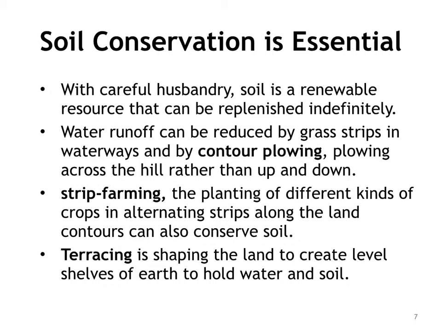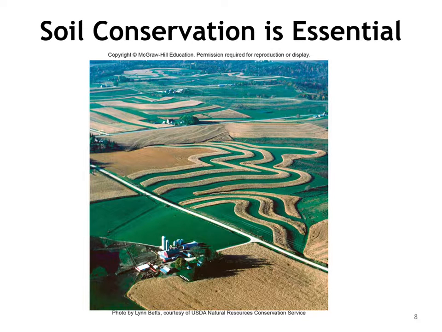Most erosion happens because water runs downhill. The faster it runs, the more soil it carries off the fields. Water runoff can be reduced by grass strips in waterways and by contour plowing, that is, plowing across the hill rather than up and down.